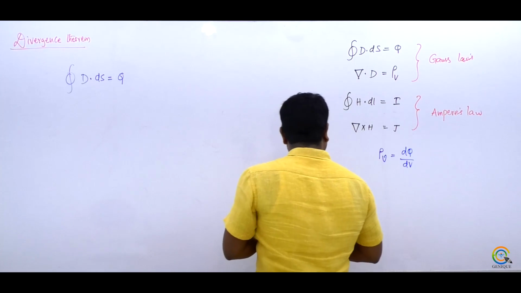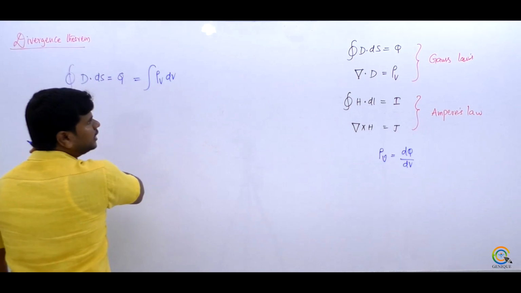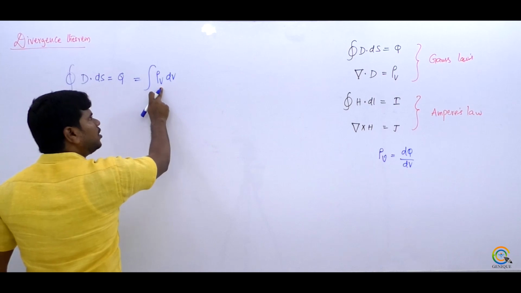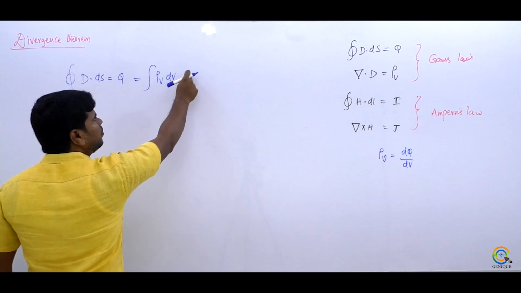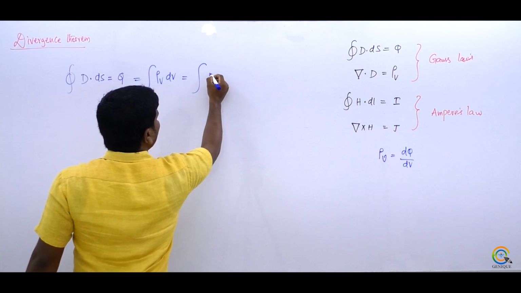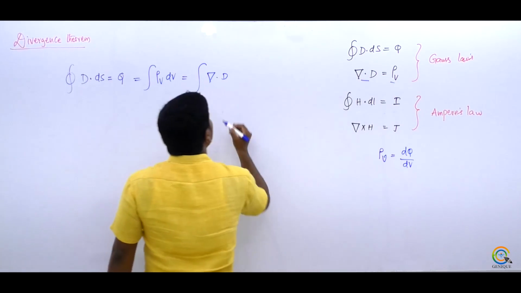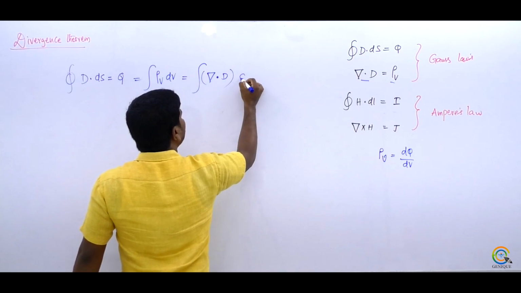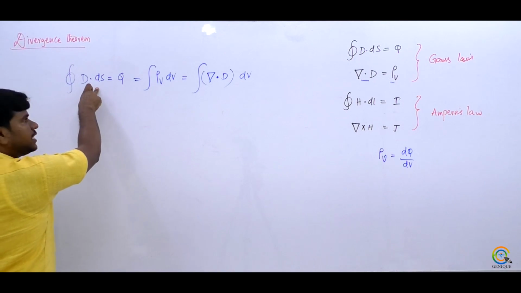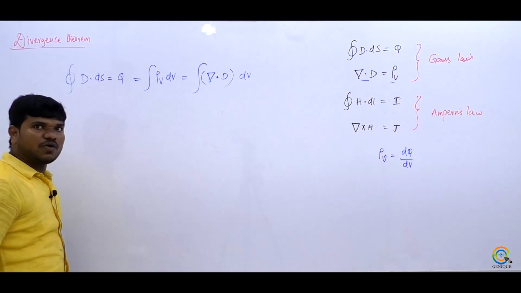From this, what is Q? I can write Q as integral rho v dV. Rho v is volume charge density into volume; coulomb per meter cube into meter cube gives the coulombs, the charge only. I can write again rho v is equal to del dot D, because rho v is equal to del dot D. So del dot D dV. Understand? This is the surface integral; the closed surface integral is converted into the volume integral.